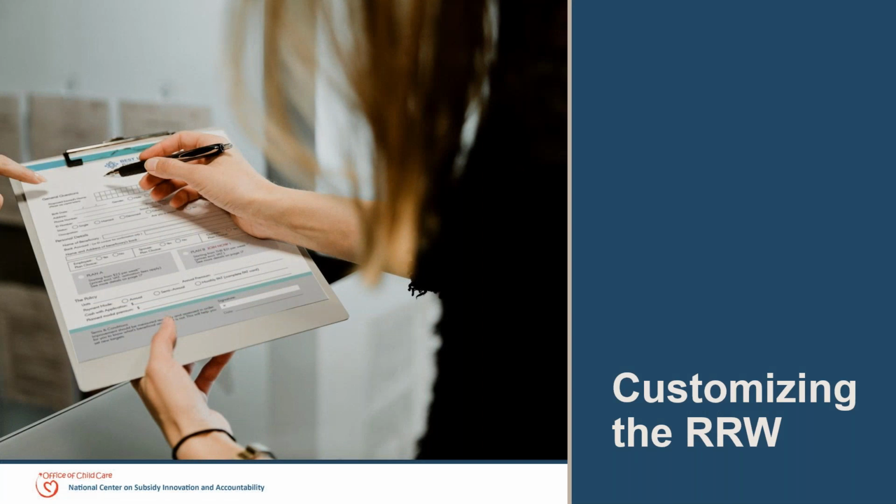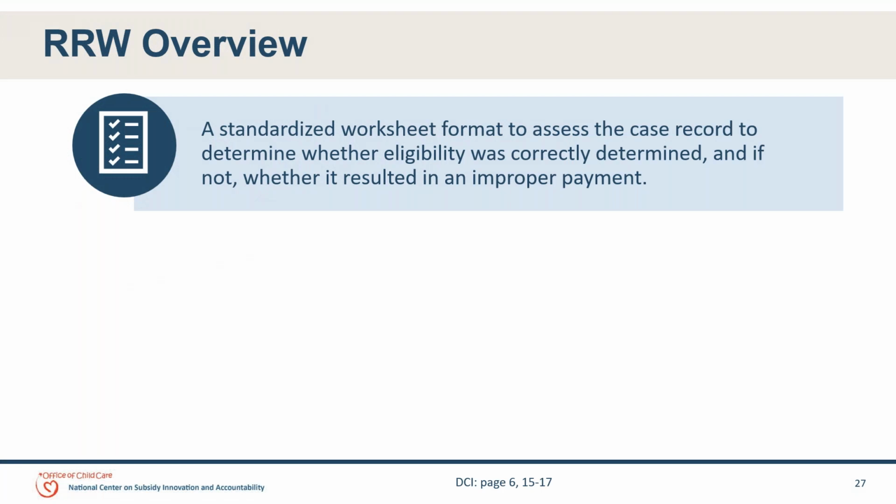Right, at this time, we're moving away from the SDAP and into the next required error rate submission, and that's the customized record review worksheet. The record review worksheet, or RRW, as we usually say when we print or type it out, is a standardized worksheet to assess the case record to determine whether eligibility was determined correctly and whether there was an improper payment.